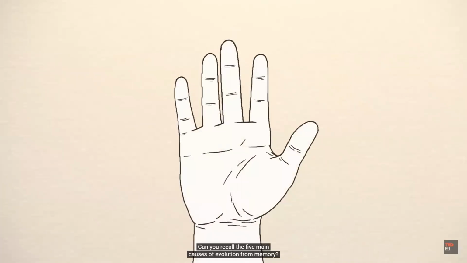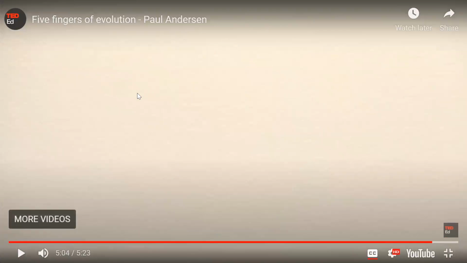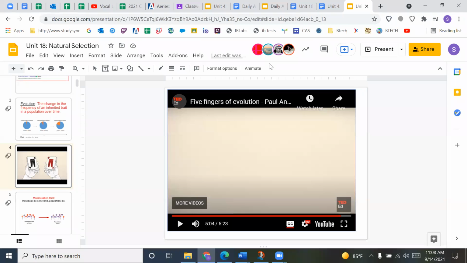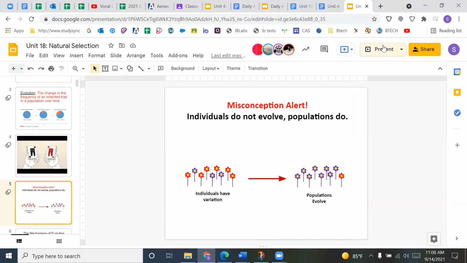Can you recall the 5 main causes of evolution from memory? Gene flow. I had my thumb out. Non-random mating. I had my thumb out first. Although it did feel really weird. It feels weird. What? Okay.